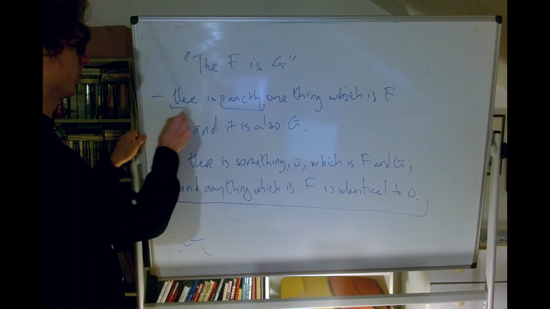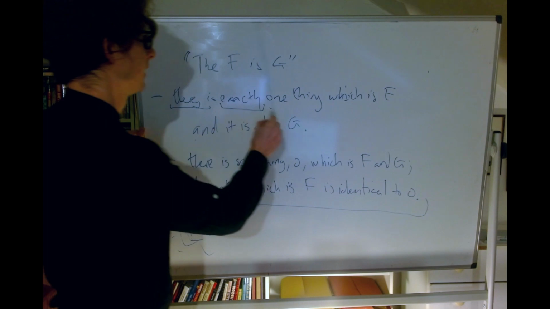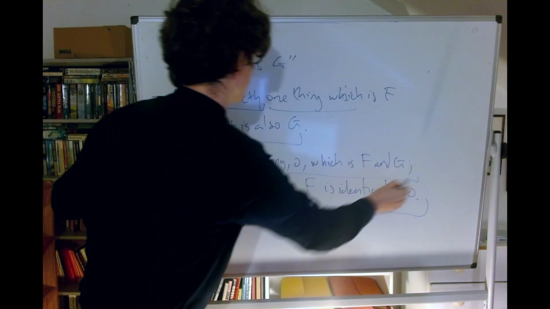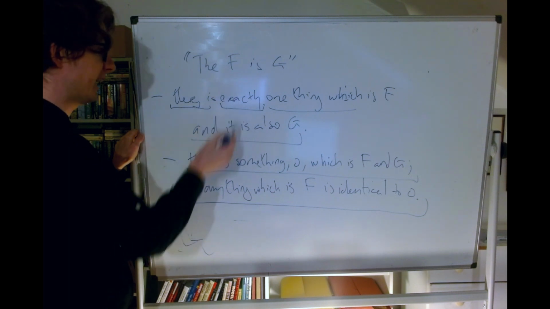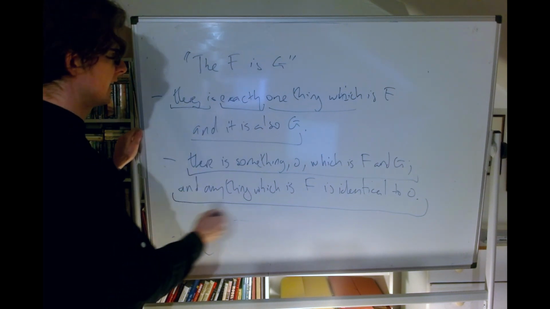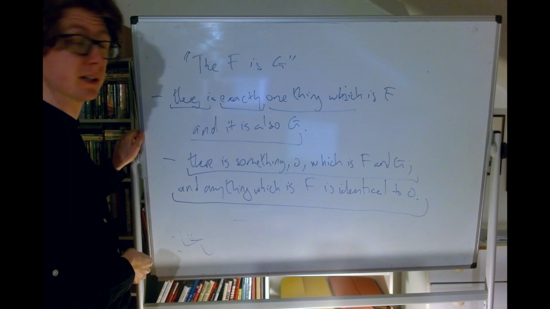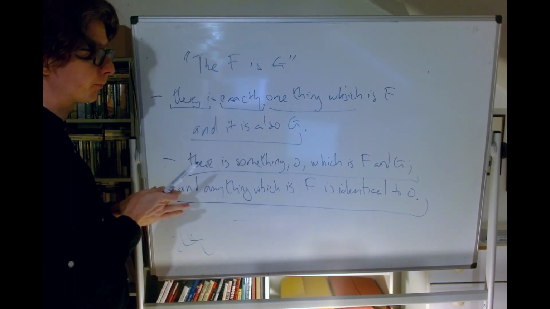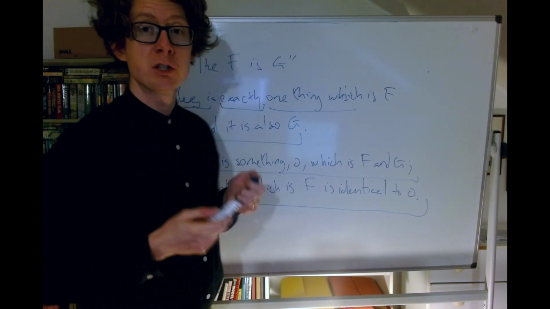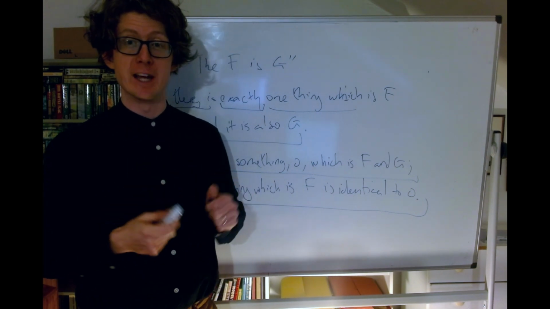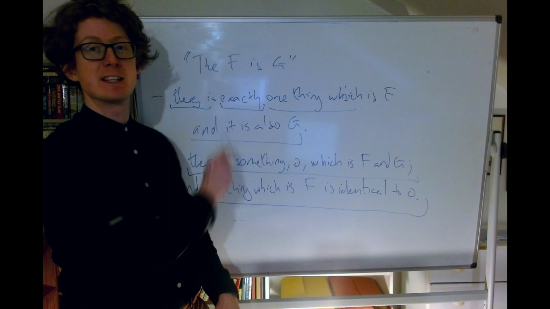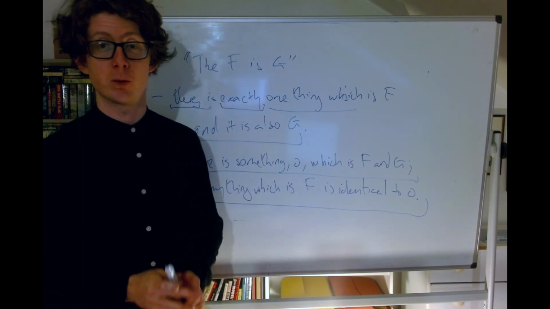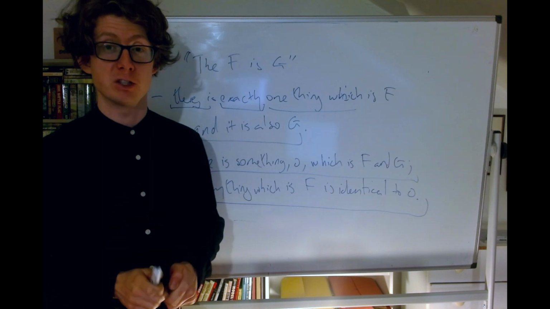Because, this part, there is one thing which is F and is also G. Well, that's what Russell is saying here. The only difference is that where I have exactly, Russell has this, and anything which is F is identical to O piece. But it turns out that these actually mean the same thing. So I just want to quickly give you some justification for doing that, because obviously it's much nicer to think about the theory this way. It's much more complicated to think about it that way. But I want to assure you that they do come to the same thing.